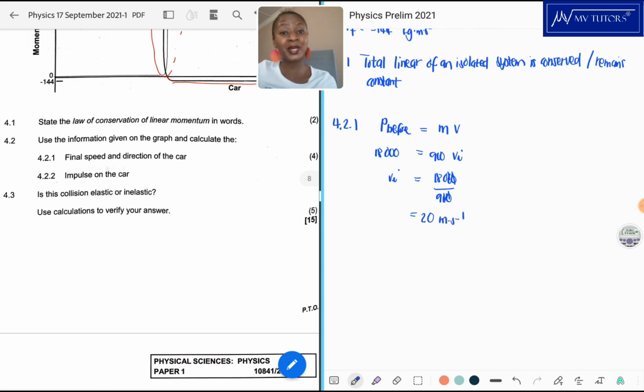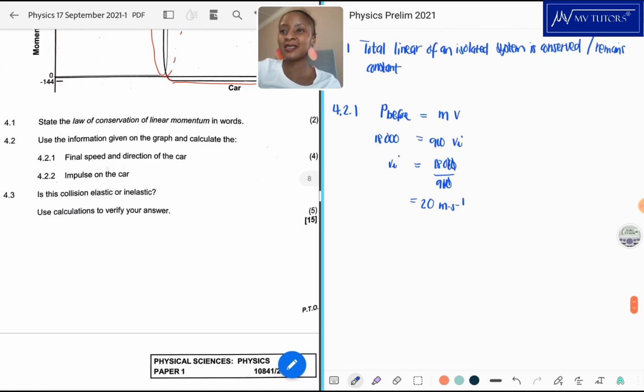So it came in with 20 meters per second. That's very fast. Remember, it's not 20 kilometers per hour, that's just 20 meters per second. Okay, that's a lot. But we're not done. They didn't ask for the initial velocity. They asked for the final speed of the car and the direction.